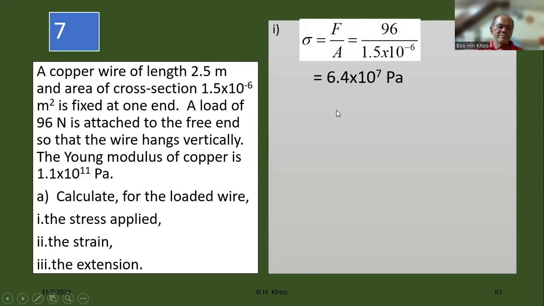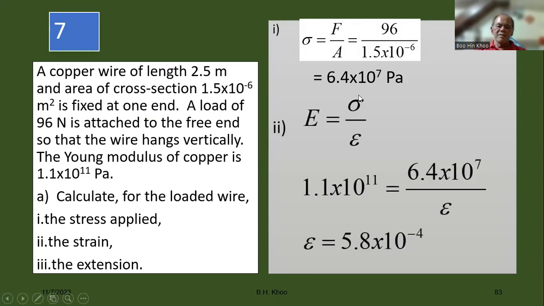Strain. It doesn't give you the extension, so you have to use the formula definition for Young's modulus, because Young's modulus is given and stress is there. Stress over strain gives Young's modulus. Then cross multiply, take this one down, so across there. Then use calculator. It doesn't have a unit, it's just a ratio. 5.8 times 10 to the power minus 4. Then calculate the extension.